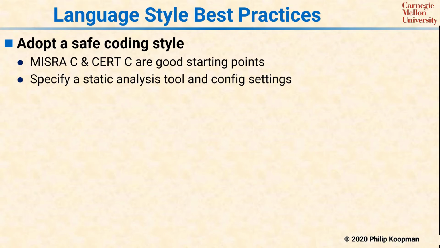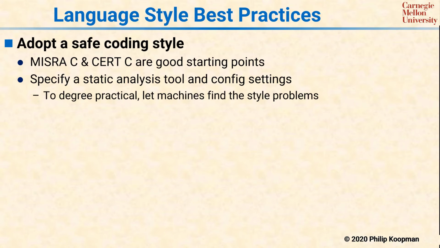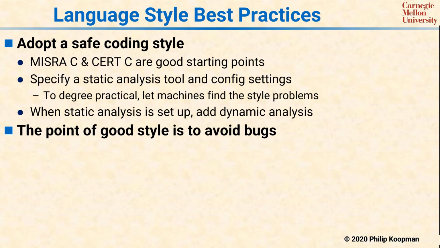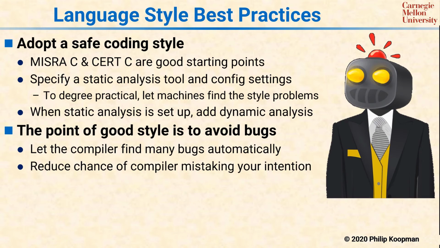even if it's just GCC plus a dozen or two warnings passed with -Wall. This will let you automatically check language-specific coding style and avoid wasting time on that at peer reviews. Once you have static analysis set up, consider adding dynamic analysis for even better defect detection. As with human coding style, the point of good language use style is to avoid bugs. Let the compiler help you by finding the bugs automatically before the humans even look at the code.